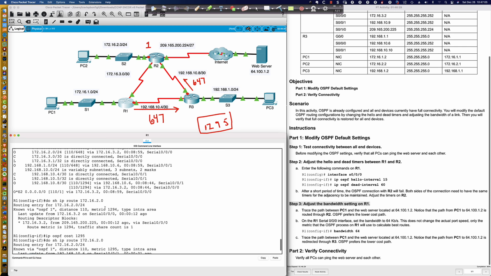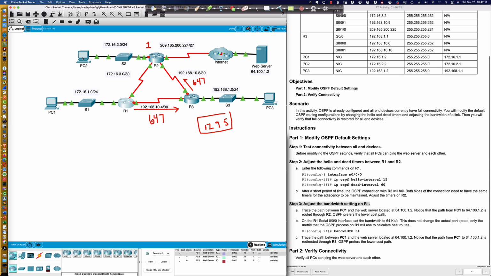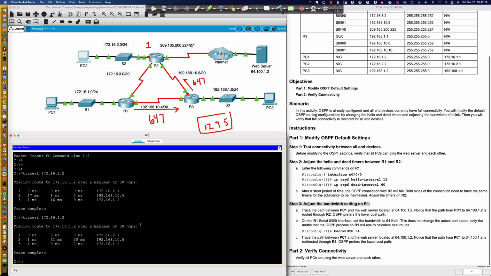So now what do we have to deal with still? Absolutely, we have asymmetric routing, because PC2 is still going to immediately go to router 2, its default gateway, and then it's going to come down to router 1, and then it's going to go out to PC1. So how would we fix this?